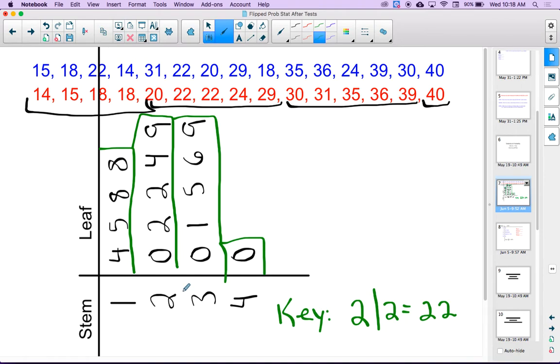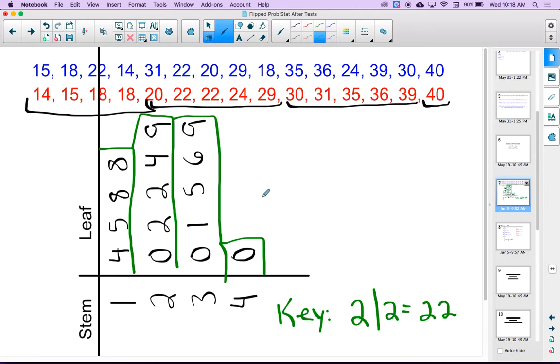So that makes this a histogram because they're bars that are stuck together, and they show the frequency in each interval. So here we can see there are 4 numbers in the tens interval. There are 5 numbers in the 20s interval. There's only 1 number over here in the 40s interval. So stem and leaf have a direct correlation with histograms.